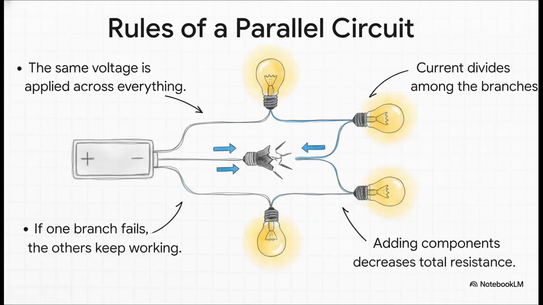And here's where it gets really interesting, because the rules are basically the opposite of a series circuit. Every single branch gets the full undivided voltage from the source. The current splits up, but the voltage stays the same for everyone. And here's the magic trick. If one branch fails, say a light bulb burns out, it only breaks its own little path. The other bulbs, they're on their own separate, perfectly fine paths, so they just keep on shining. This is exactly how your house is wired.